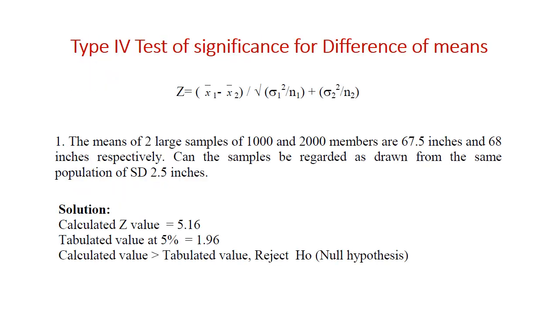Next, we are going to see the last type, test of significance for difference of means. So Z equals x1 bar minus x2 bar divided by root of sigma 1 square by n1 plus sigma 2 square by n2. The means of two large samples of 1000 and 2000 members are 67.5 inches and 68 inches respectively. Can the samples be regarded as drawn from the same population of standard deviation 2.5 inches? The calculated Z value is 5.16 and the tabulated value at 5% is 1.96. The tabulated value is less than the calculated value. Therefore, we reject the null hypothesis.